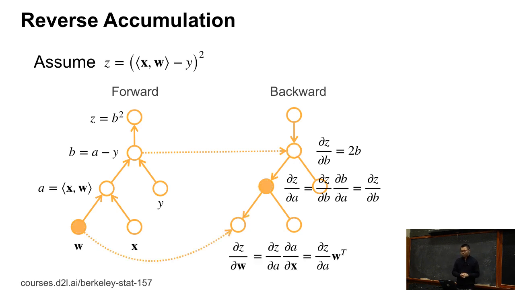Finally, we're going to compute partial Z over partial W. Again, we can decompose it into the previous results: partial Z over partial A, times partial A over partial W. By the definition of A, we know this is X transpose. So what we're doing here is to take the result from the previous backward node and the input node of the forward pass, and do a matrix multiplication.